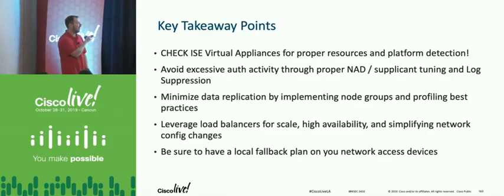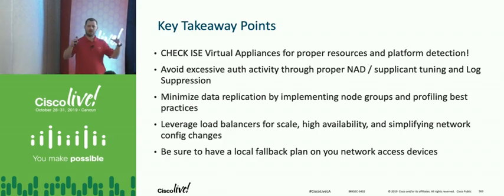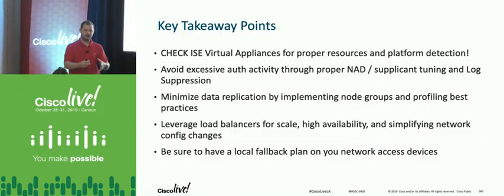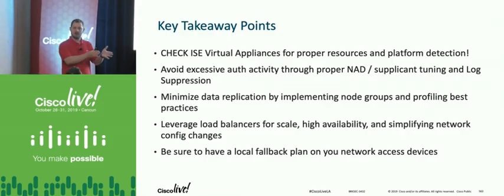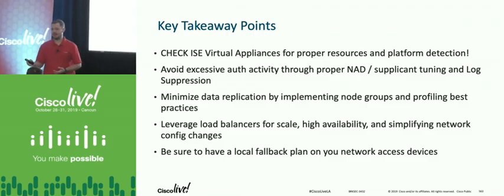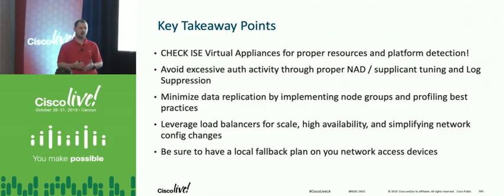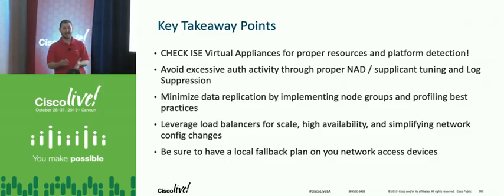Avoid excessive auth activity through proper NAD and supplicant tuning and log suppression. Don't drink from the fire hose. You want to be able to control that a little bit better. And the tools are there. It's just a matter of making sure you check everything. And one of the challenges that I think a lot of organizations run into is helping automate those config changes and getting consistency. Because if you have 100 different network switches that are doing RADIUS and half of them are configured correctly and the other half aren't, that's half of the battle, I think, making sure there's consistency across.